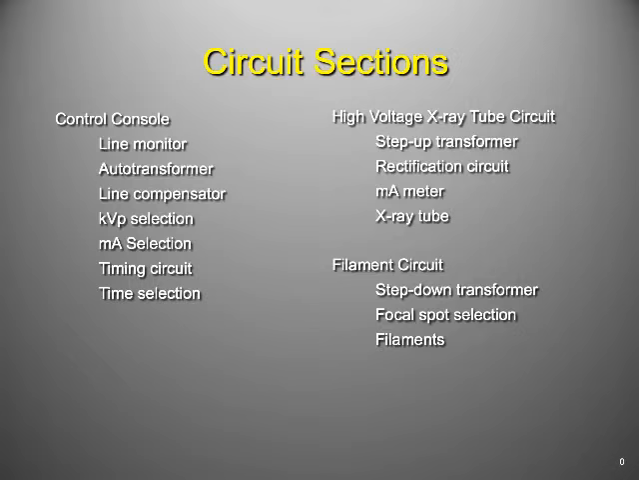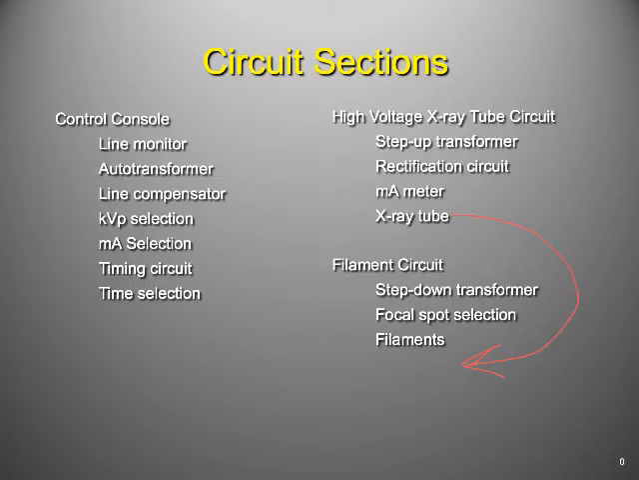The rectification circuitry allows power to only flow in one direction, so it prevents alternating current from entering the tube. The mA meter is on that high voltage side. It's very important to remember that's where it's located, because the mA controls directly affect the high voltage, the kilovolt peak. And then finally the X-ray tube. I think it's more accurate to place it within the filament circuit.